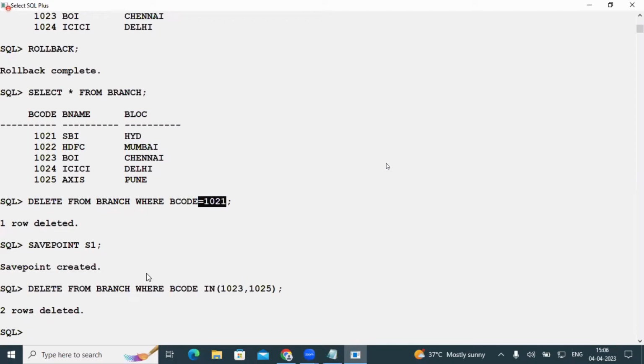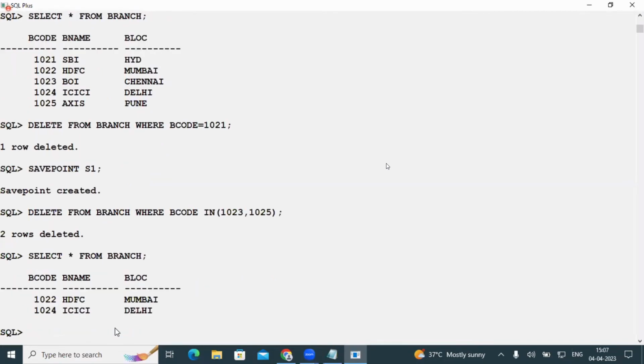Now you can come back and see your table: select star from branch. Again, two rows. Now suppose you call ROLLBACK TO S1. Tell me, how many rows can be rolled back? Two rows. In a savepoint, however many rows you kept, exactly that many rows can be rolled back.